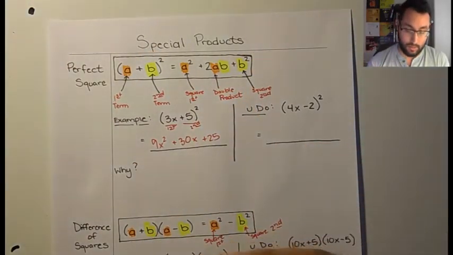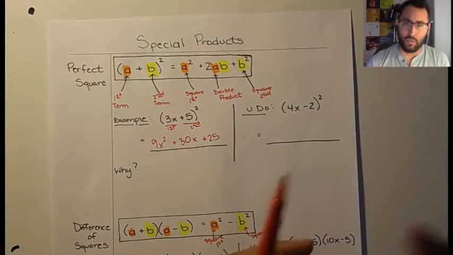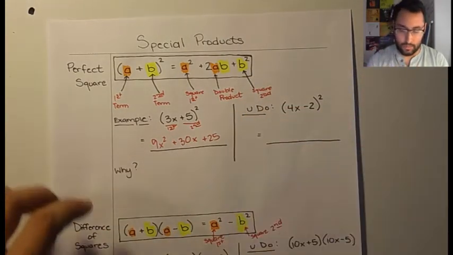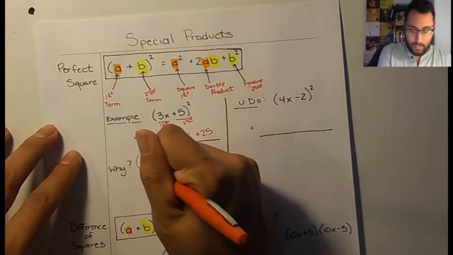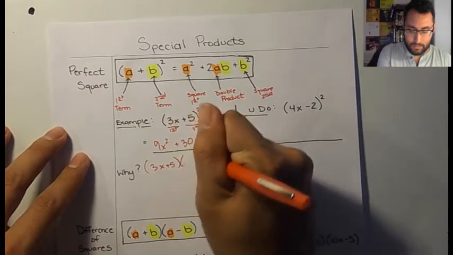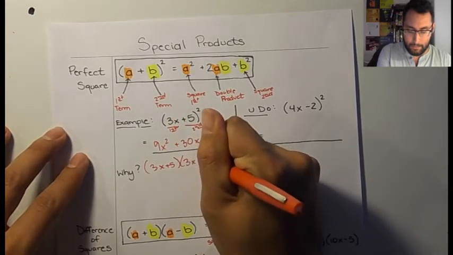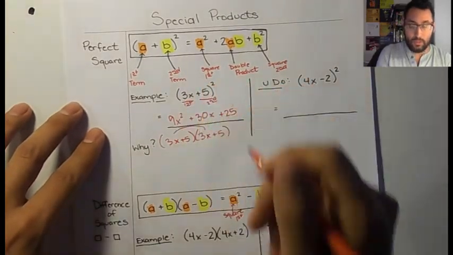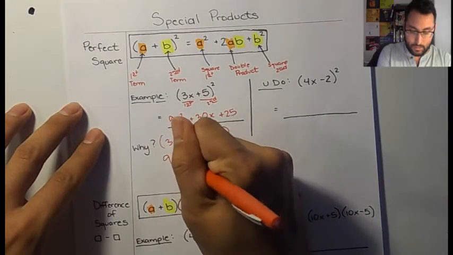This is going to take some time for us to practice. I want you guys to hopefully just notice this and have it become innate, where you don't actually have to double distribute here. So why does this work out? 3x plus 5 squared means 3x plus 5 times 3x plus 5. I'll just do this very quickly. We have to distribute. 3x times 3x is 9x squared.